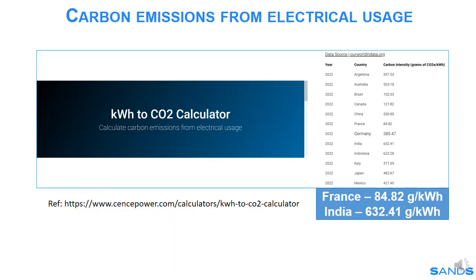Given the basic data of energy sources and their contribution, now we can compute the carbon emission. The carbon emission is computed based on the carbon intensity for each of the sources, and the same is available in the public domain for various countries. The carbon intensity is defined as the grams of CO2 emitted per kWh. One such table is shown here. As seen, the carbon intensity for France is 84.82, while for India it is 632.41.